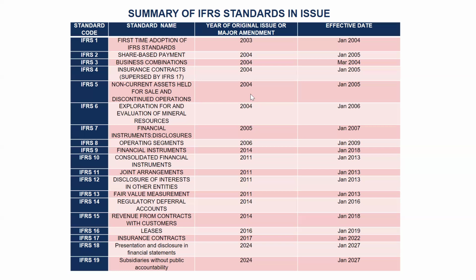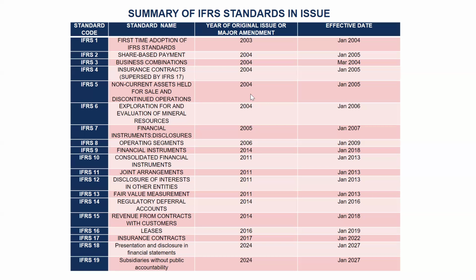IFRS 6 deals with exploration for and evaluation of mineral resources. This is a special activity, and therefore an entity that is in the exploration or evaluation of mineral resources needs to account for its assets and other resources using IFRS 6. The standard was issued in 2004 and was effective from January 2005.